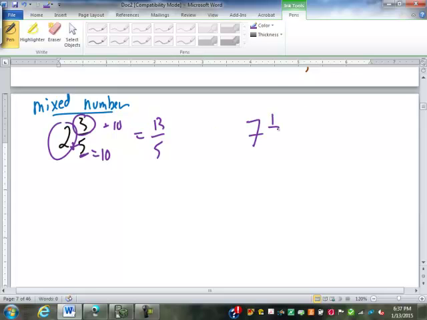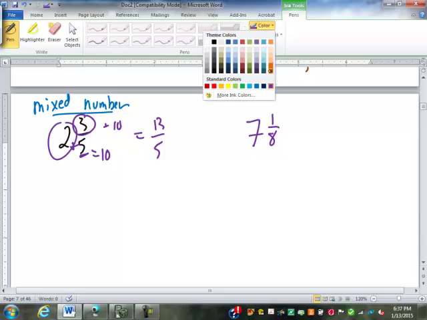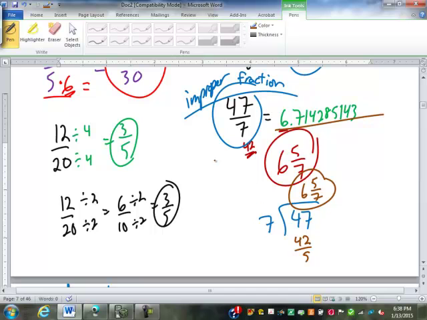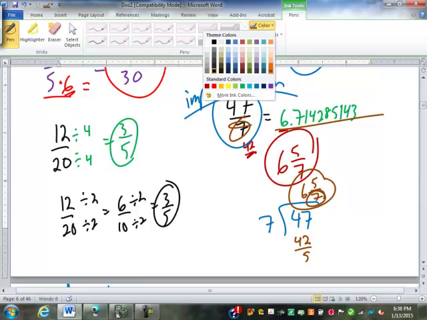So I have 7 1/8. 7 times 8 is 56. Plus the 1 is 57 eighths. Notice this denominator never changes. That's still eighths. This here is fifths. It's still fifths. Up here it was sevenths. It's still sevenths. That denominator never changes when we do that.